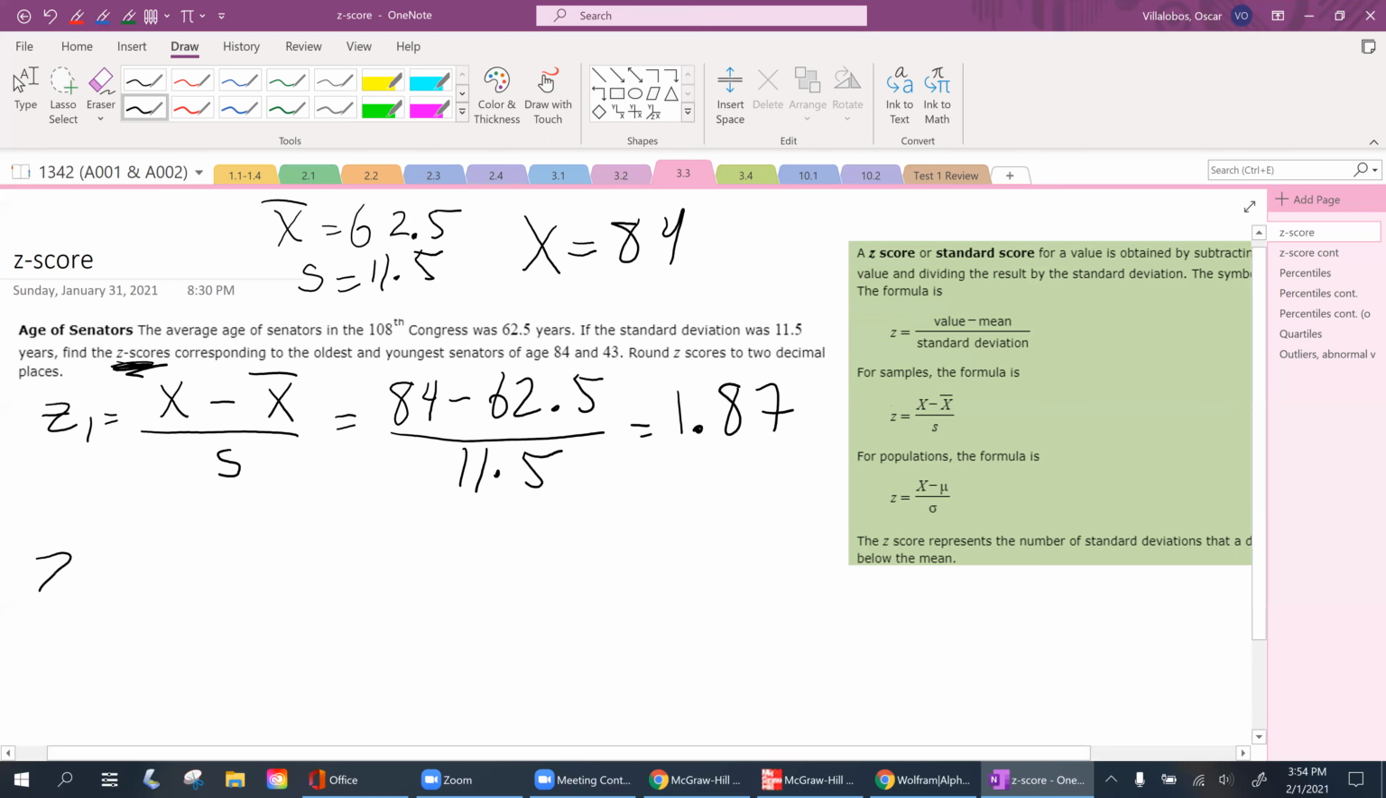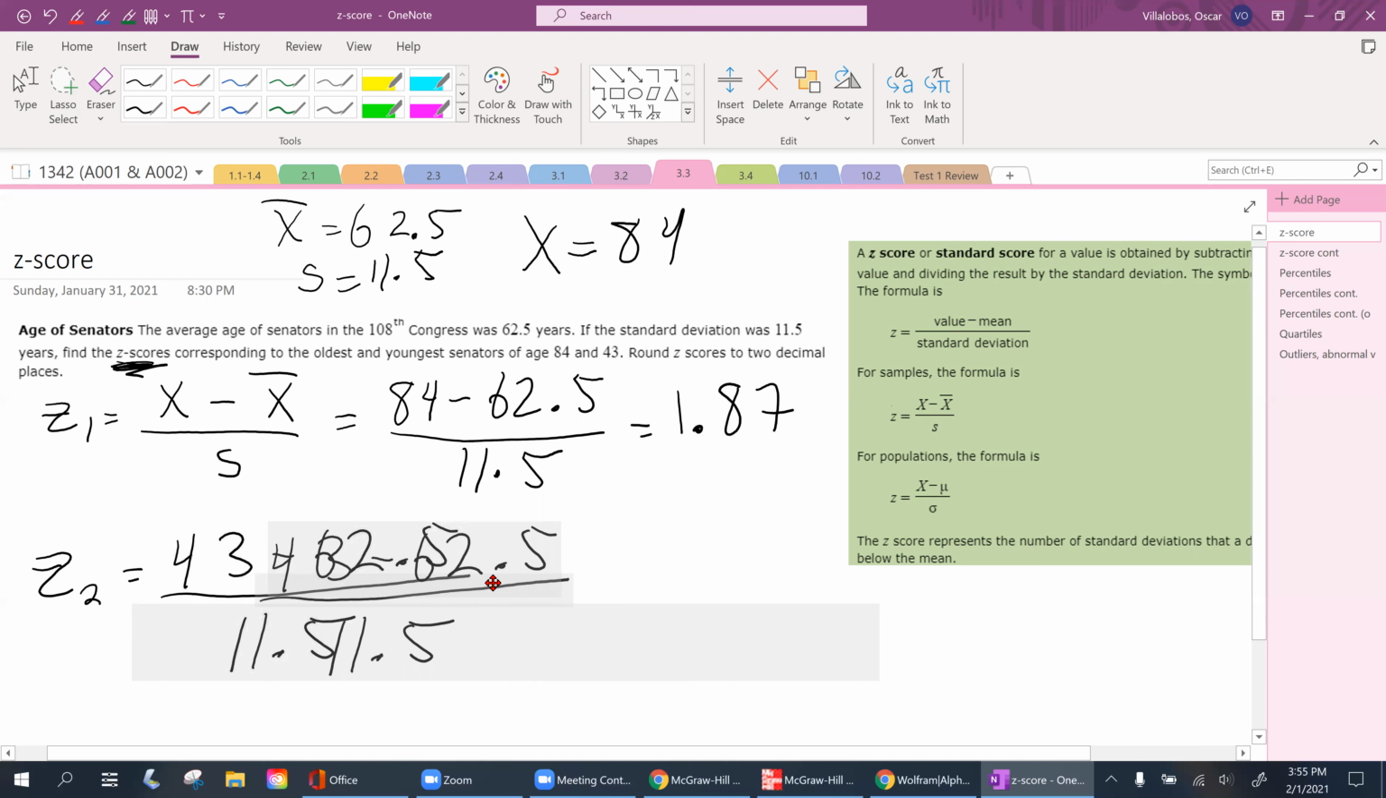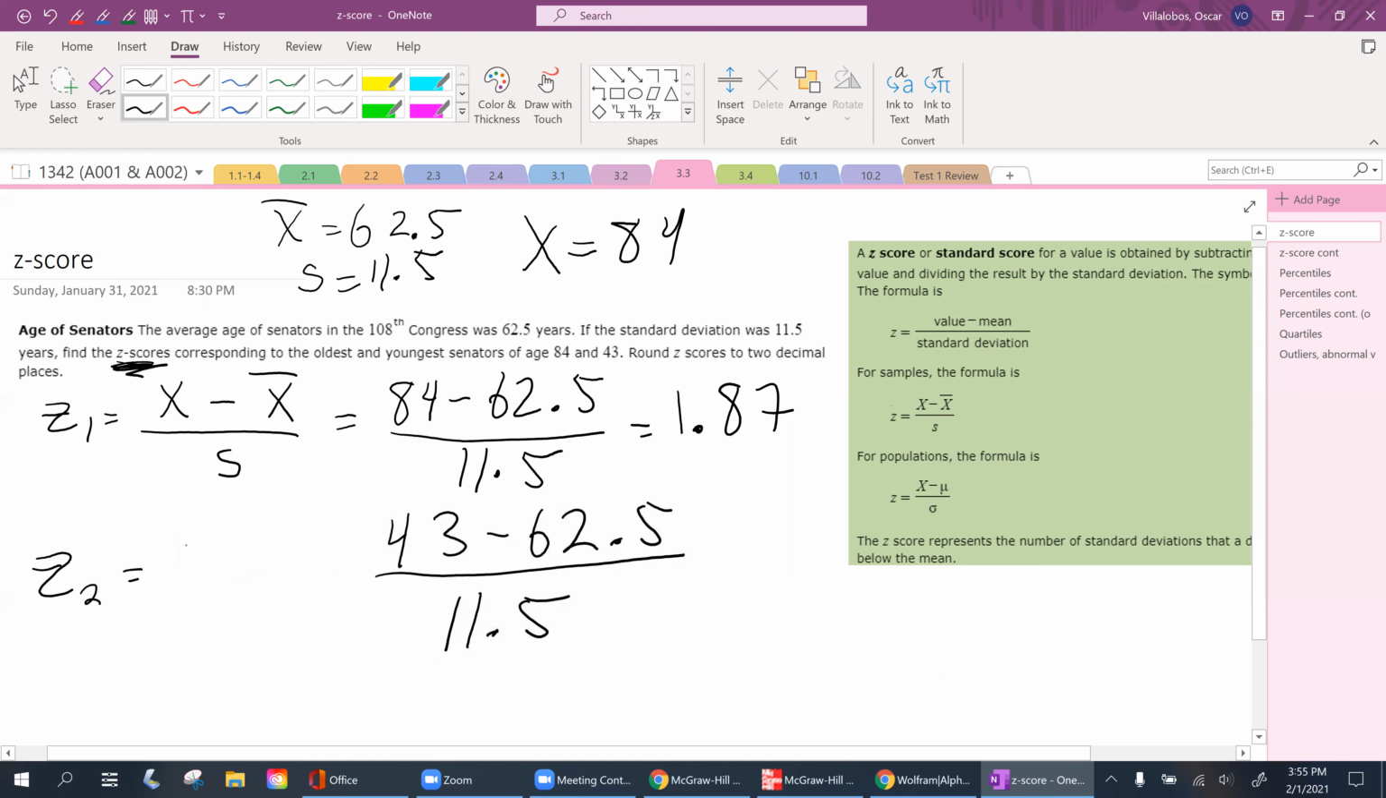Now let's go ahead and do the second case. For the second case, my x is going to be the younger one, so that's 43. 43 minus 62.5 all over 11.5, and that's coming from that same formula. I'll keep it consistent and write it out too. That's x minus x bar over standard deviation, and that gives me 43 minus 62.5 divided by 11.5.